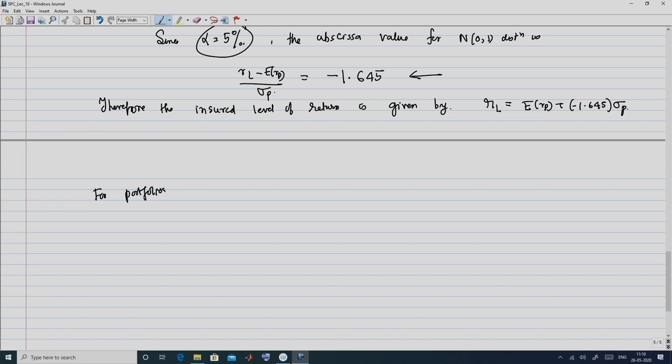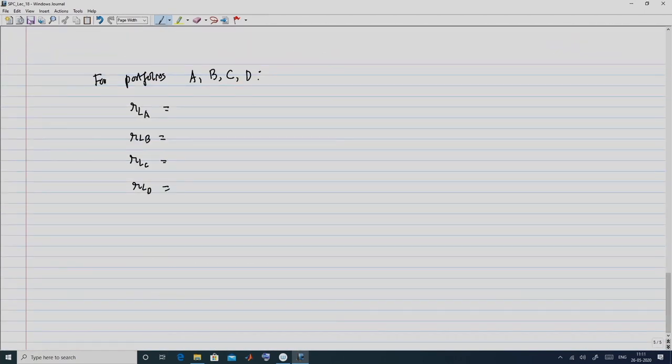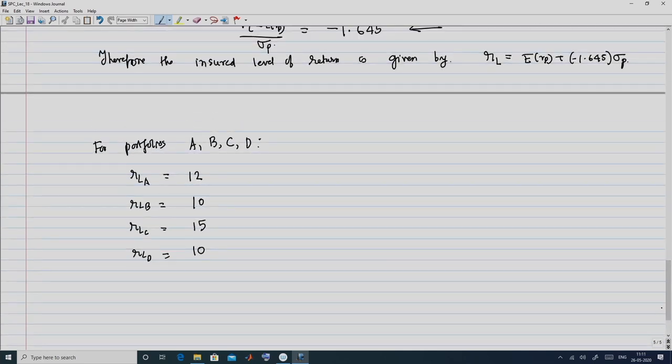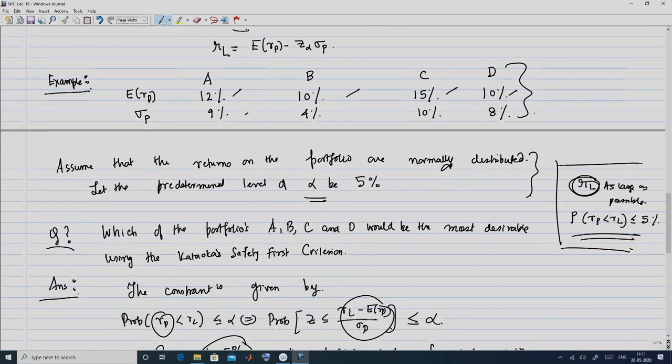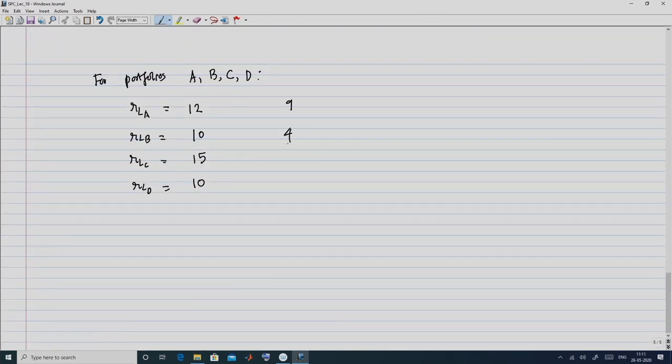Now for portfolios A, B, C, and D, we need to calculate RLA, RLB, RLC, and RLD. These are going to be E of RP. Going back to the original table, the E of RPs were 12%, 10%, 15%, and 10%. So we write those values here: 12, 10, 15, and 10. And then we have sigma p, whose values are 9, 4, 10, and 8.